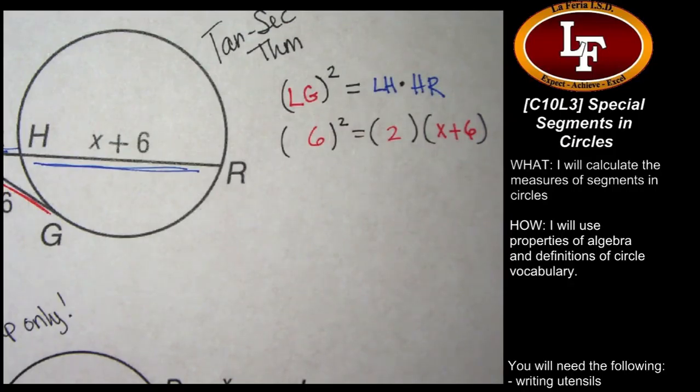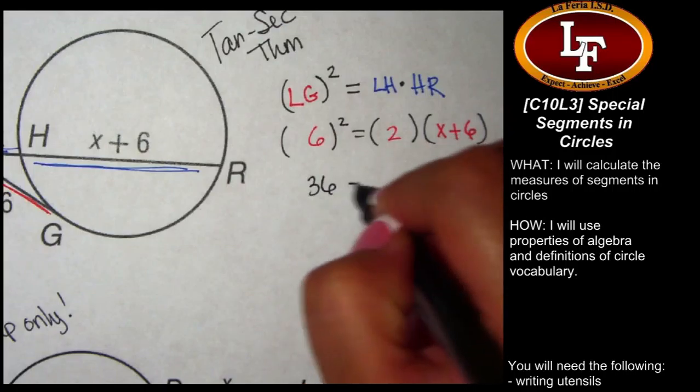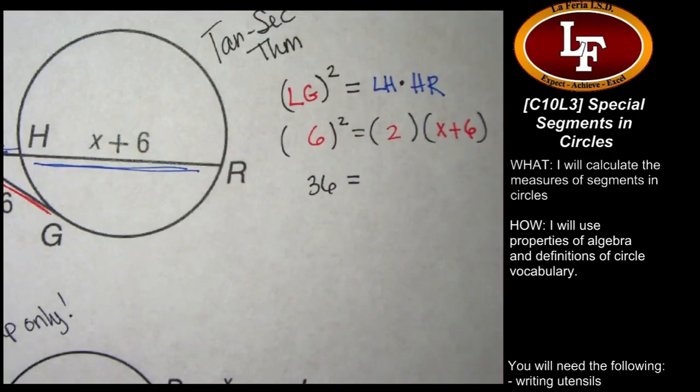What is 6 squared? 36, because it's just 6 times 6. Very nice. How do we handle the 2 times the group x plus 6? Distribute it.